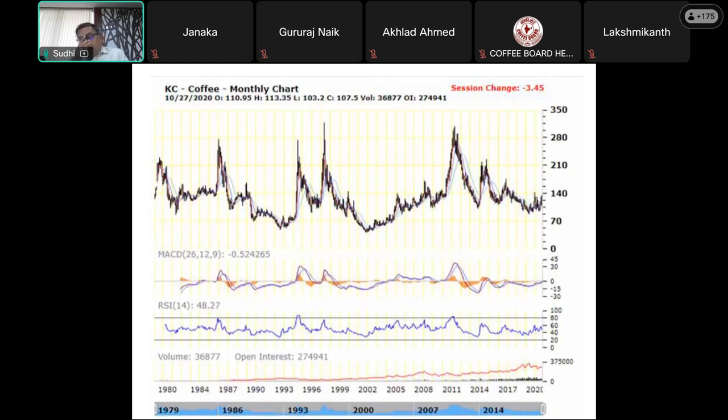So this chart gives you an idea that coffee is one of the most volatile trading commodities. It has a market and it is also volatile. If you look at this slide from 1980 to 2020, you can see the Arabica market going up to $3 a pound, and at its low it has gone down to 65 cents per lb. So it is highly volatile. And what are the factors for the volatility? This is one important aspect we need to look at.